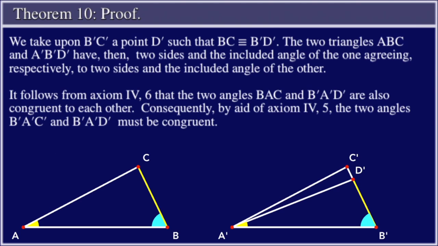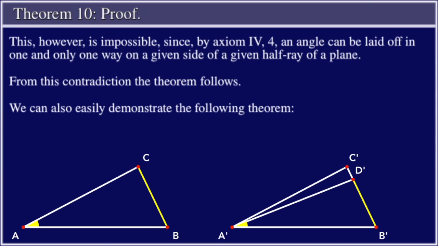It follows from axiom 4,6 that the two angles BAC and B'A'D' are also congruent to each other. Consequently, by the aid of axiom 4,5, the two angles B'A'C' and B'A'D' must be congruent. This, however, is impossible since by axiom 4,4, an angle can be laid off in one and only one way on a given side of a given half ray of a plane. From this contradiction, the theorem follows.